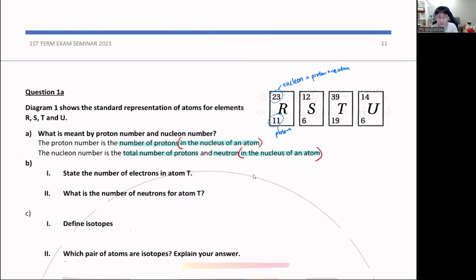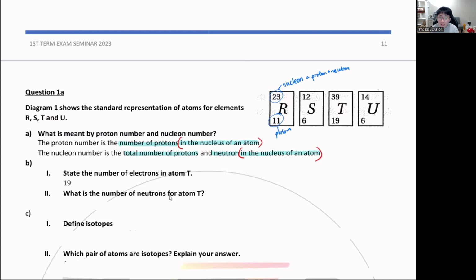Okay, good. Okay, and then state the number of electrons in atom T. Okay, so guys, T got 39 nucleons, got 19 protons. But did they actually give you electron? But guys, as we know, electron same as proton. So he got 19 protons, then he also got 19 electrons.